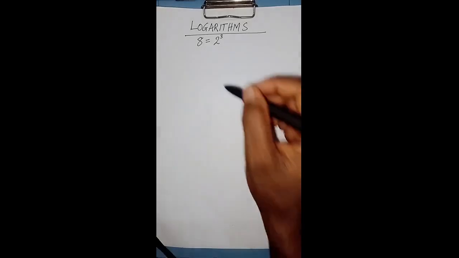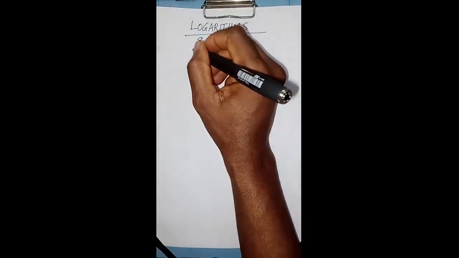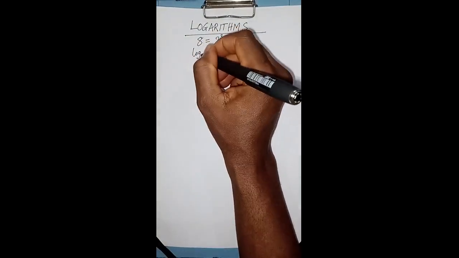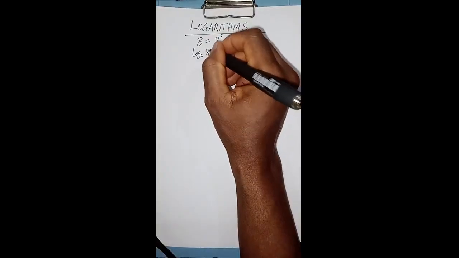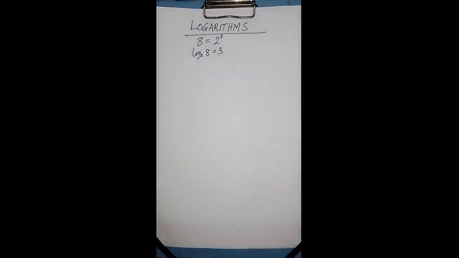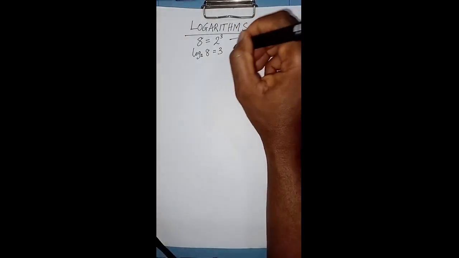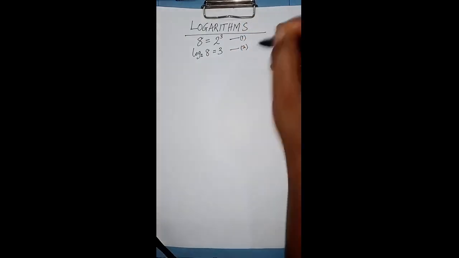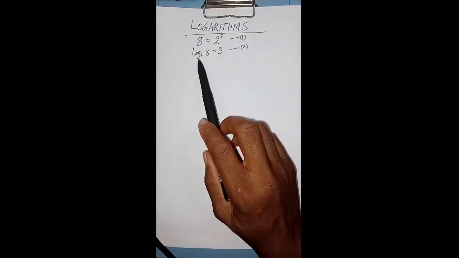How? Now remember, this is the base in indices. So a logarithm is going to be log to base 2, 8 equal to 3. Now, if this is equation 1 and this is equation 2, then we can see that equation 1 and equation 2 are the same. The base of the indices, 2, is the base of the logarithm.